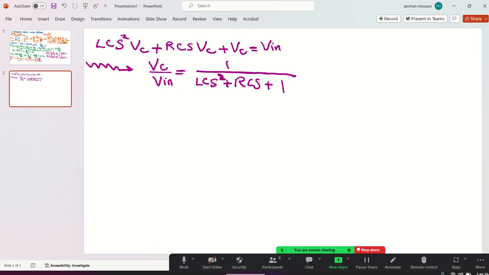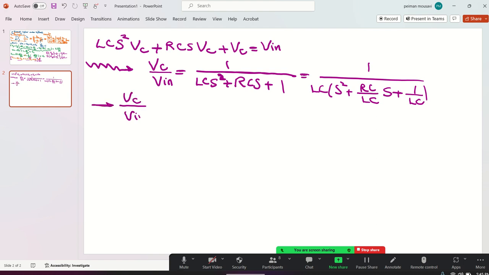But I'm going to play a little with that. I'm going to factor out LC. It's going to be S square plus RC over LC S plus 1 over LC. Then I can write this as this, I have intention. I'm going to write it as 1 over LC in S square plus R over L S plus 1 over LC.